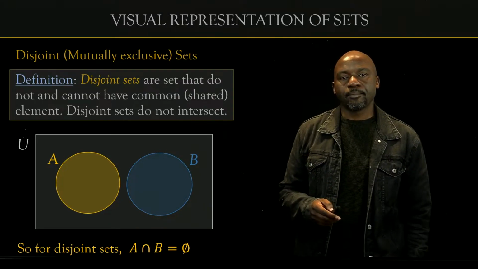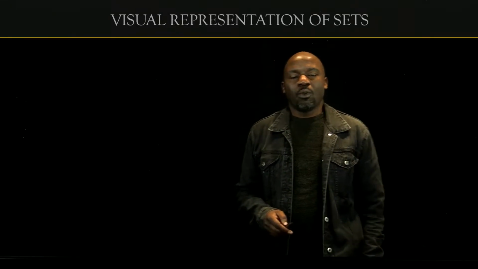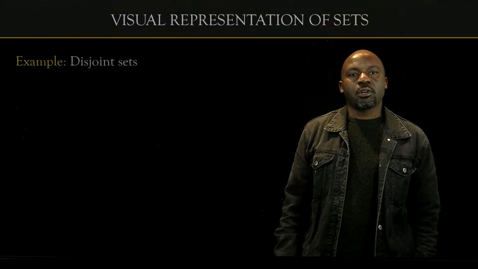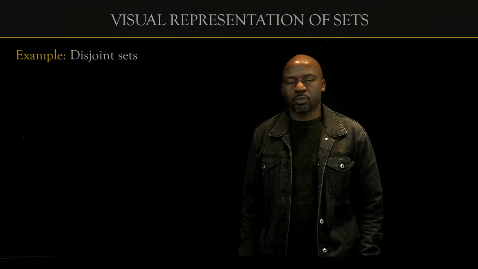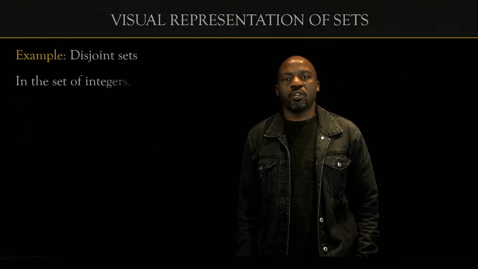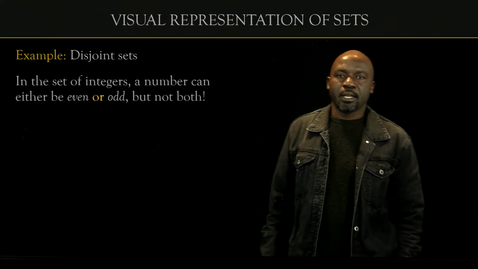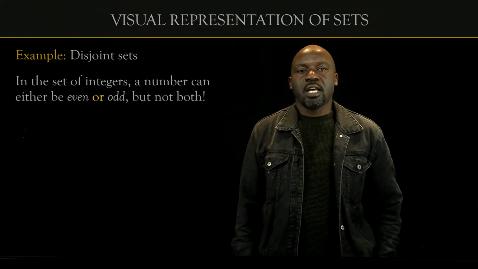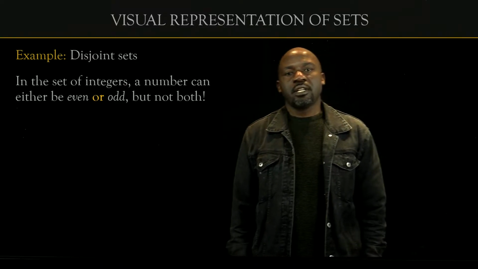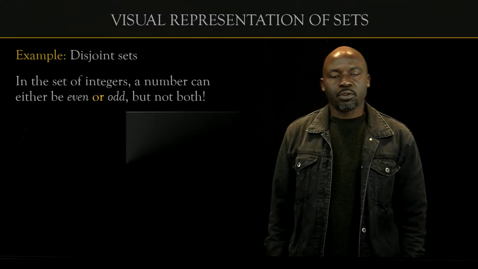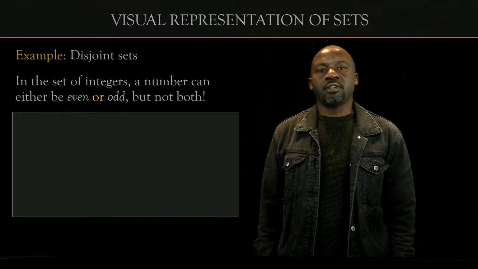Okay, we can use common English expressions to understand what disjoint sets are. Let's look at an example. In the set of integers, a number can be either even or odd, but not both. So we cannot have a number that is both even and odd.